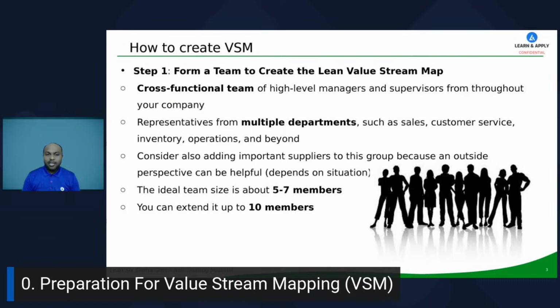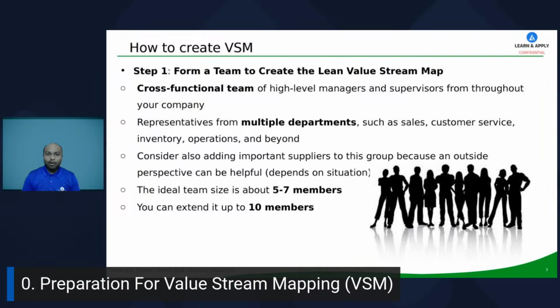This cross-functional team must have members from the different functions or departments who are critical as part of the process that we are going to improve. A cross-functional team of high-level managers and supervisors from throughout your company, which represents multiple departments such as sales, customer service, production, inventory, operations, quality, logistics, and everyone who is impacted by this value stream mapping.